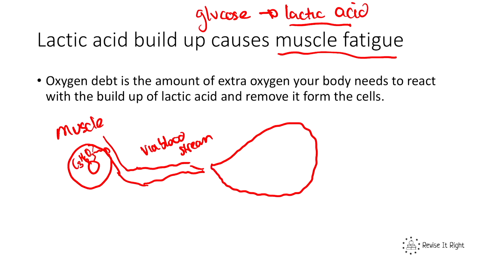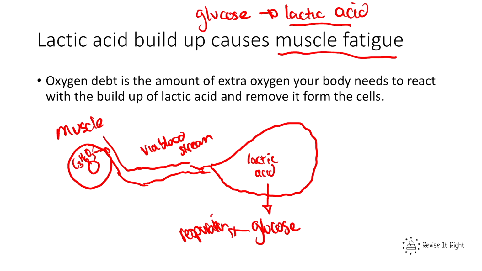Now the liver is a very large organ that deals with lots of different things, but we're just going to look at it in terms of lactic acid for now. Okay, so this lactic acid goes to the liver and two things happen. One thing, it is combined with oxygen to make glucose. So one thing that happens is that it's combined with oxygen to make glucose. Now this glucose can then be used in respiration.